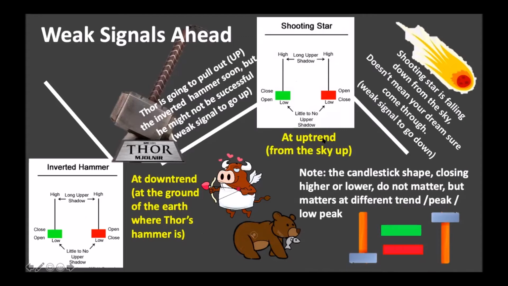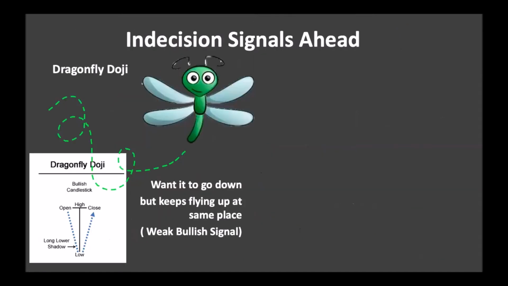We are more concerned about where this pattern happens, whether at the downtrend or the uptrend. If at the downtrend, it's a very weak signal to go up. When it's uptrend, it's a weak signal to go down. Again, it's just a weak signal, not necessary to take drastic action on this.